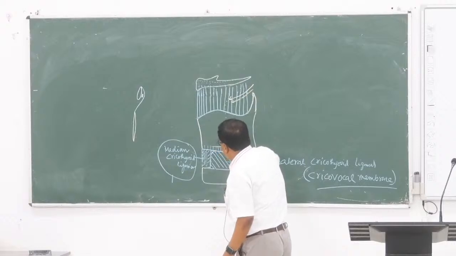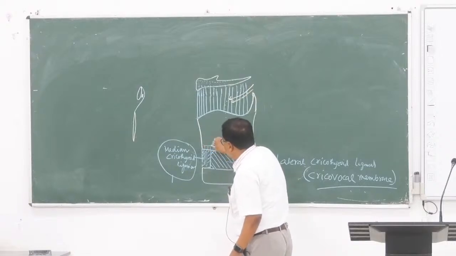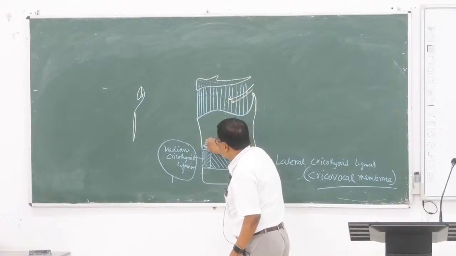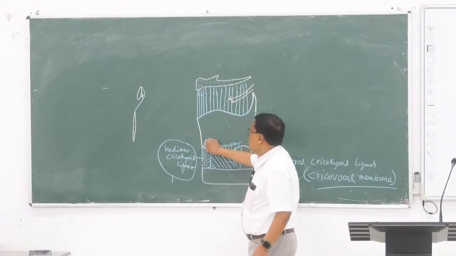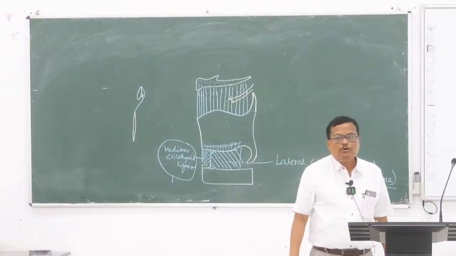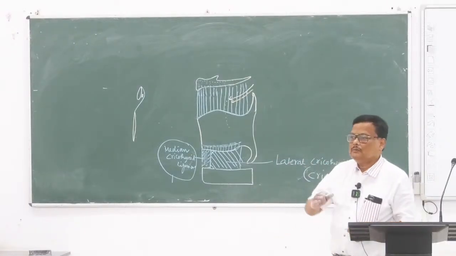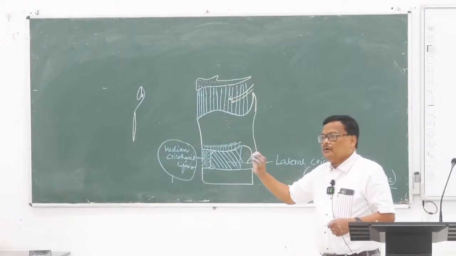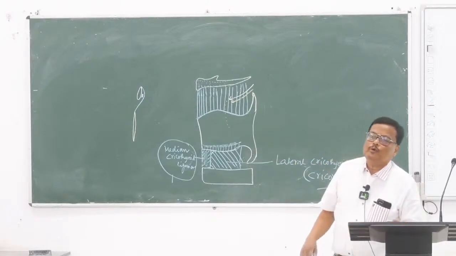Upper part of the cricovocal membrane is thickened and also the median cricothyroid ligament is thickened. Upper part is thickened and it is the vocal cord. So the vocal cord is nothing but the upper thickened part of the cricovocal membrane.